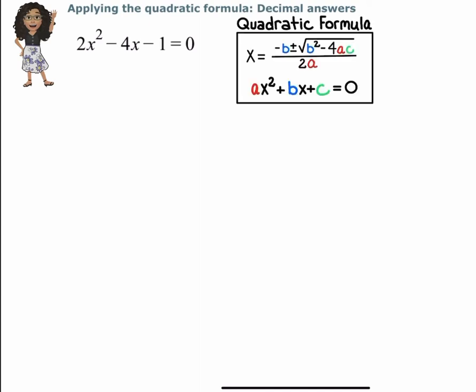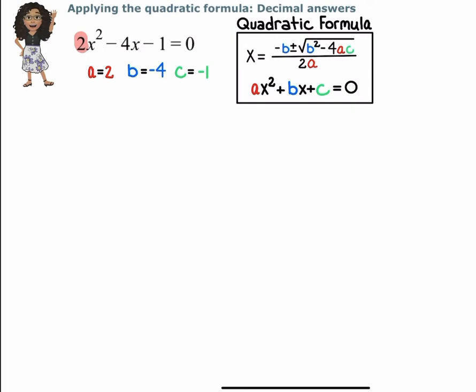To use the quadratic formula, you want to begin by making sure all of your terms are on one side equal to 0. The terms should be in descending order, in other words, starting with x squareds, then the x's, and then any numbers equal to 0. Notice here, the equation that I'm starting with already has all the terms on one side equal to 0 in descending order. Now we can easily identify the variables a, b, and c.